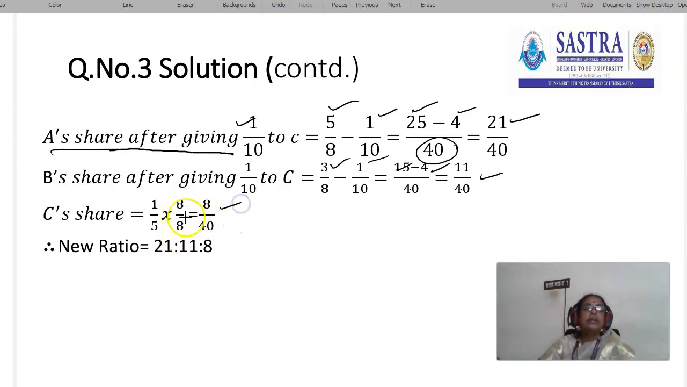C's share is 1 by 5 into 8 by 8. That is, 1 by 5 is given. The 40 we are getting here, so it should be multiplied with 8 by 8. So C's share is 8 by 40. So the new ratio is equal to 21 is to 11 is to 8.